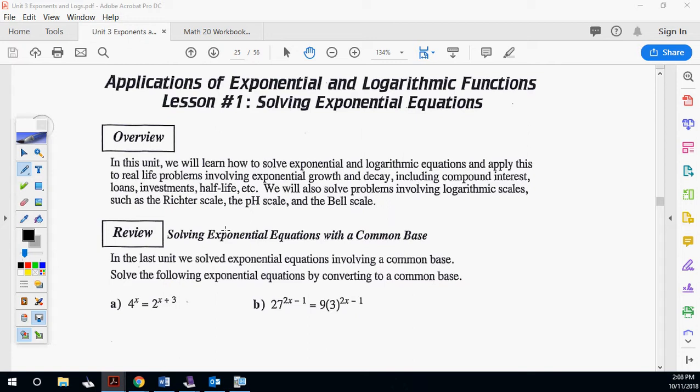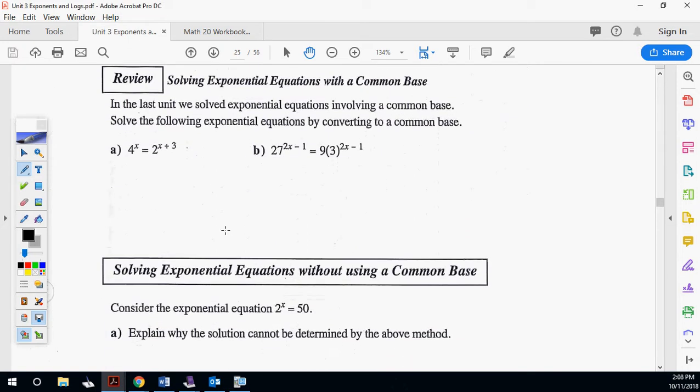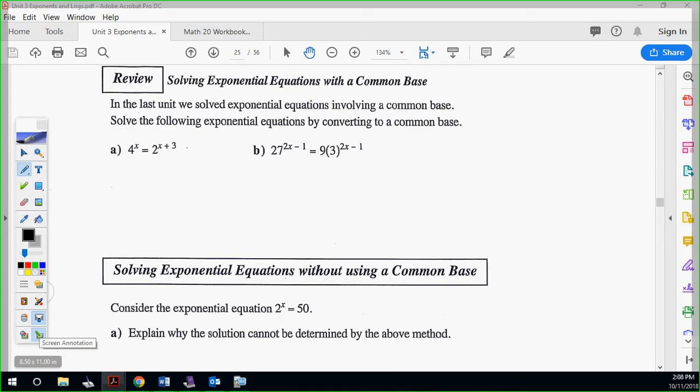Just a review, and I'm going to do this because some of you are still not doing well in this part, which we've got to get fixed. Solving these should, to me, be automatic now. What I'm saying is that we need to be able to solve for x here. We're going to learn some strategies today to help us get the x's down, but when it's a common base, we should be comfortable. Do you understand?